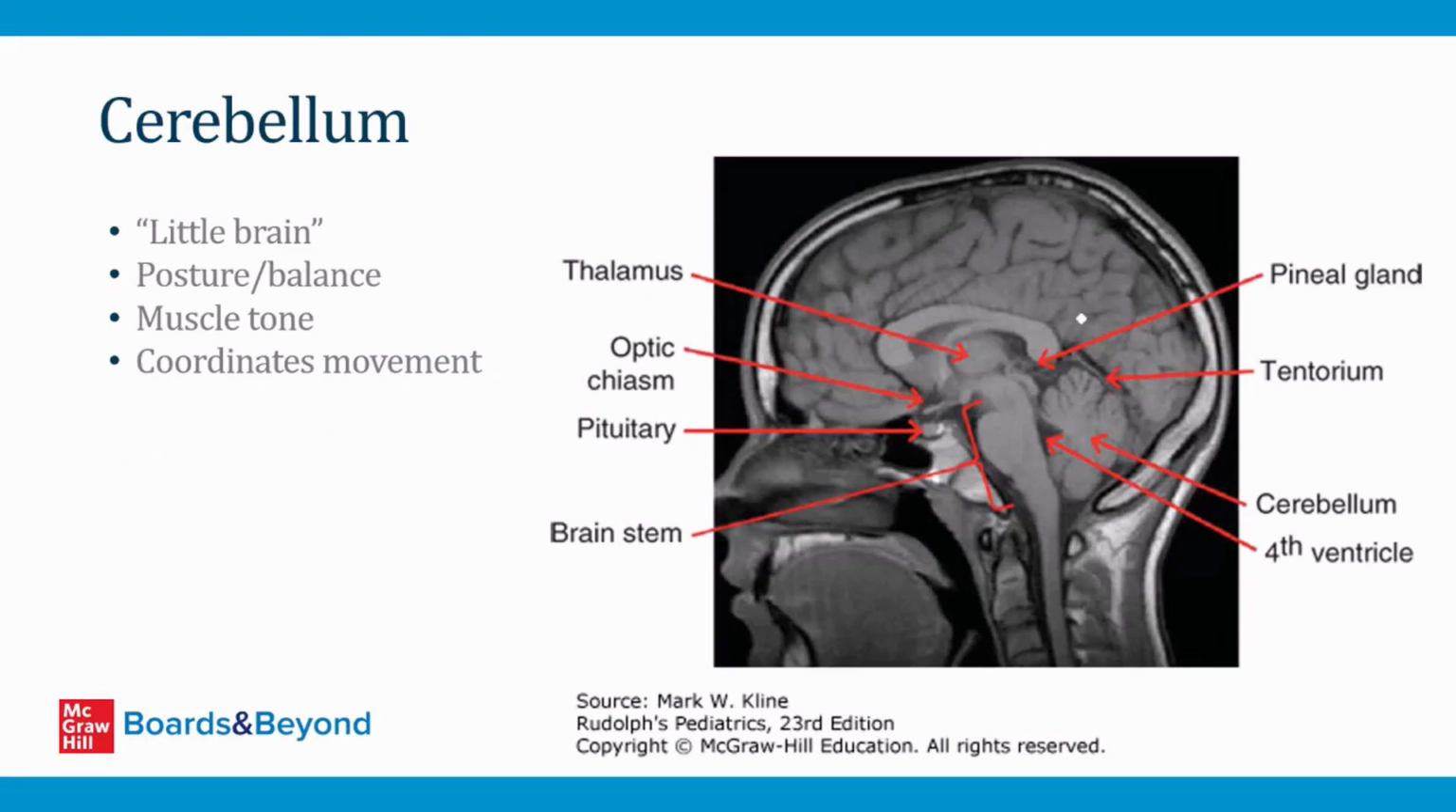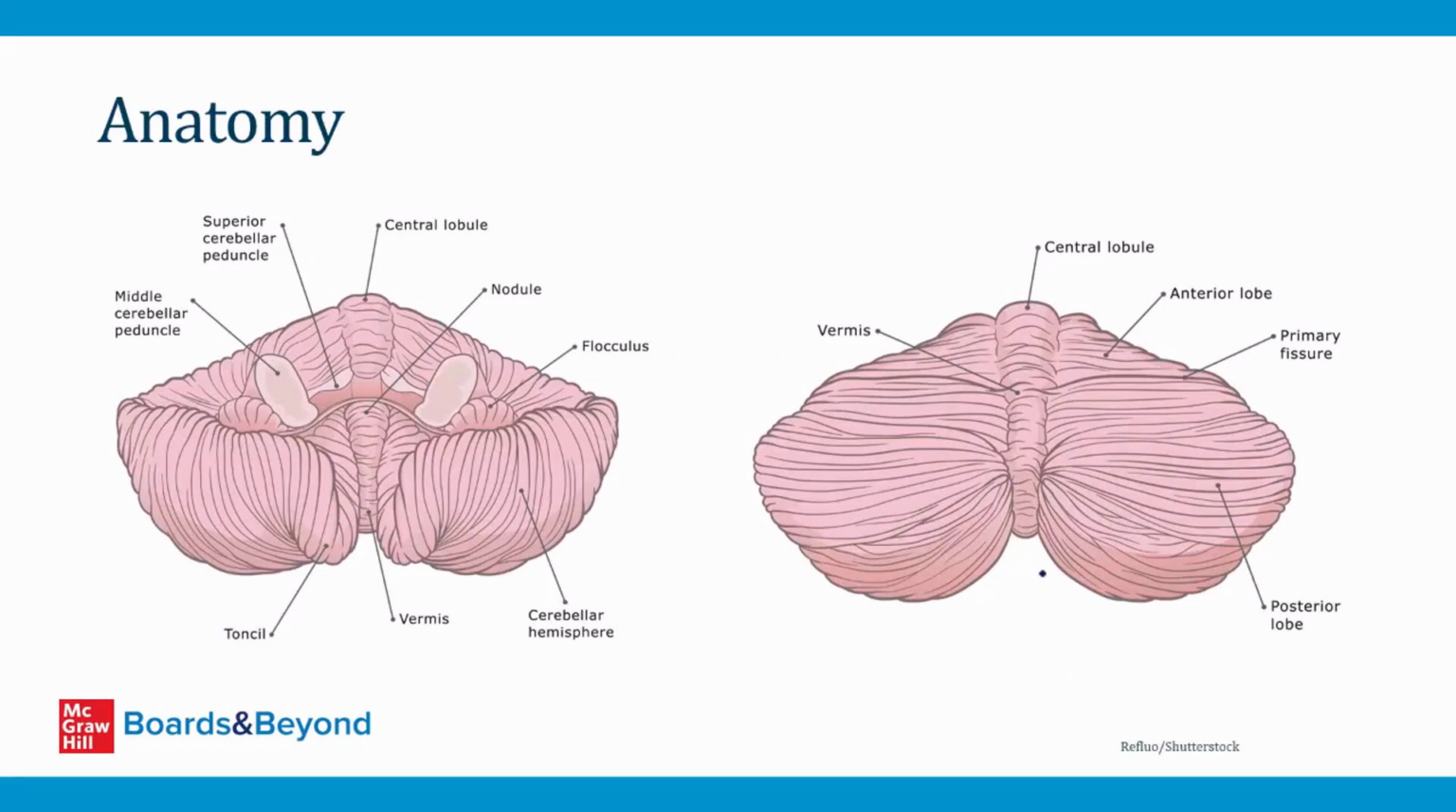So the cerebellum is sometimes called the little brain because it sort of looks like its own small brain that's hanging off the brainstem. It's found right behind the pons. This is the pons right here, right next to the fourth ventricle shown right here. And the cerebellum, as we'll see in this video, is very important for posture and balance, also muscle tone, and also coordinating movements. So there are a number of different ways to describe the anatomy of the cerebellum.